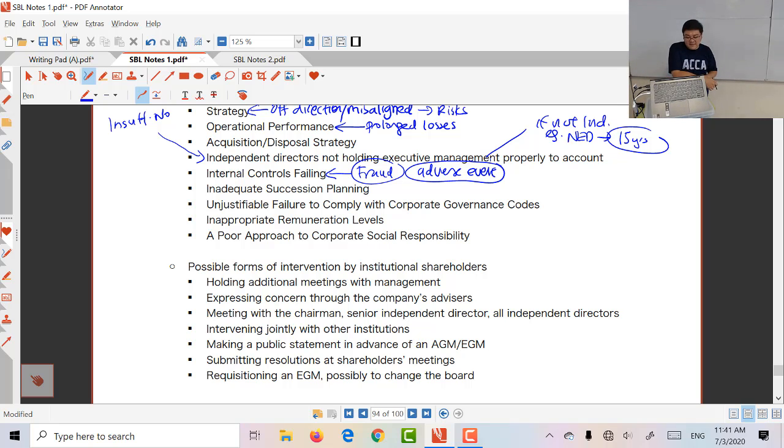Inadequate succession planning is usually to do with what? How do you see that there is inadequate succession planning? Usually the sign is very simple. When you see what? Yeah, a very old board of directors and you don't see any potential people who will come and take over. That's always the issue.